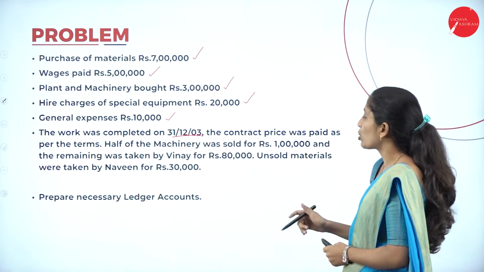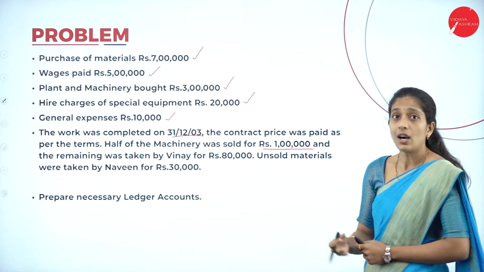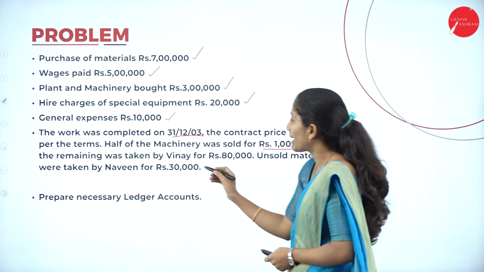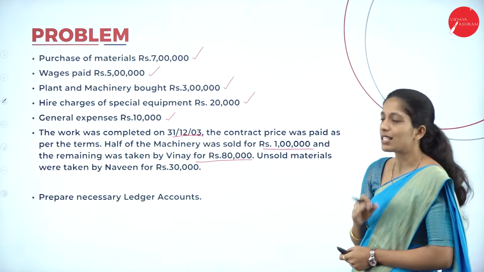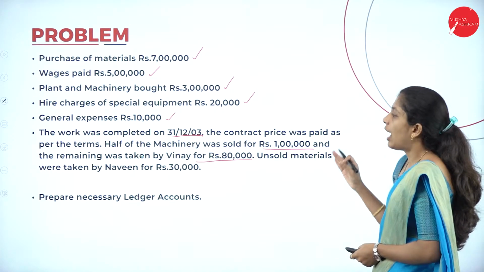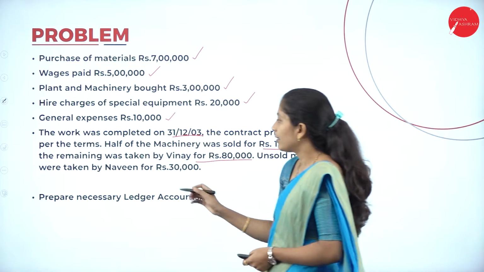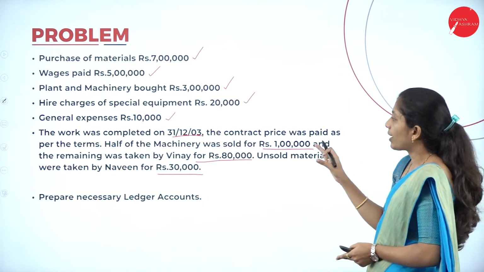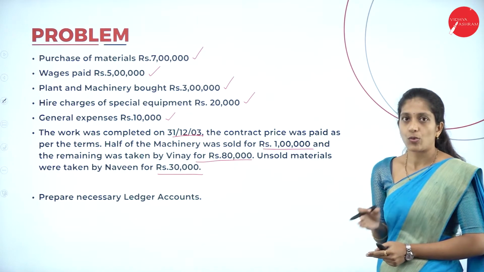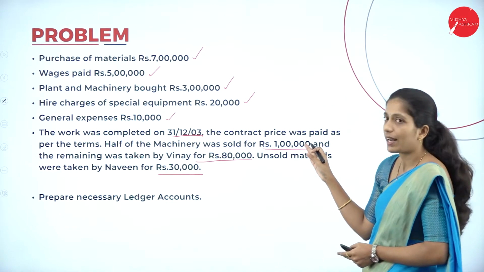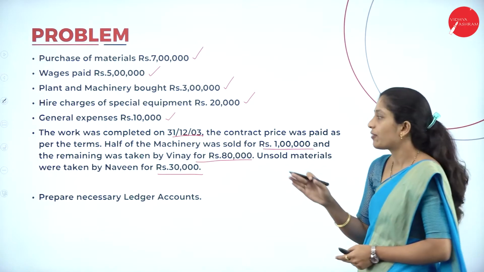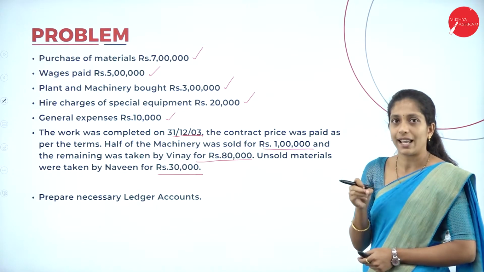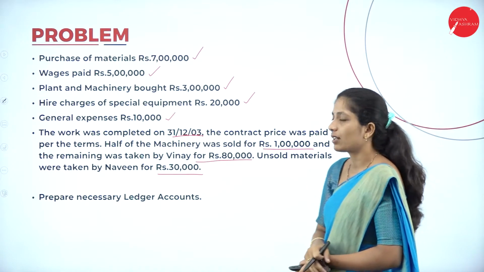Half of the machinery was sold for rupees 1 lakh. So here one of the assets has been sold for rupees 1 lakh and the remaining was taken over by whom? By one of the venturers, that is Vinay, for rupees 80,000. Unsold material was taken over by Naveen. So here how have they closed their joint venture? The machinery was one of the assets they have sold for rupees 1 lakh, that is half of the machinery. Next, half is taken by whom? By Vinay for rupees 80,000. Next, unsold material were there, so it was taken over by Naveen for rupees 30,000.